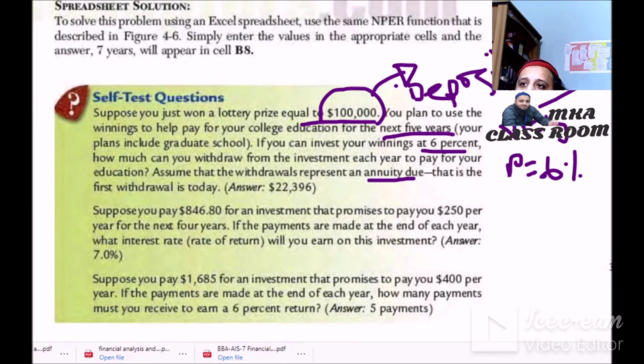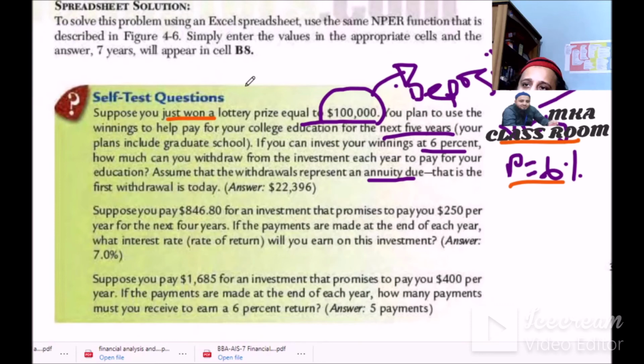So here we have to think what type of problem. Here it has said you have just won a lottery prize equal to 1 lakh. So it is related to the present value, and here it has said you will need this amount for the next 5 years, and each year you will withdraw an amount which will solve your educational problem. Rate of interest is 6%, n equal to 5 years.